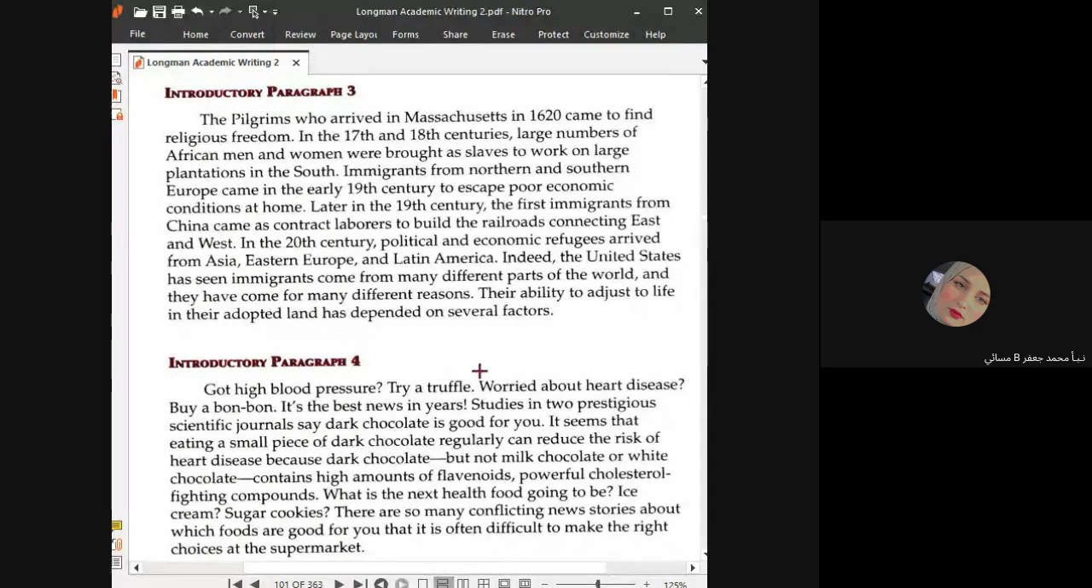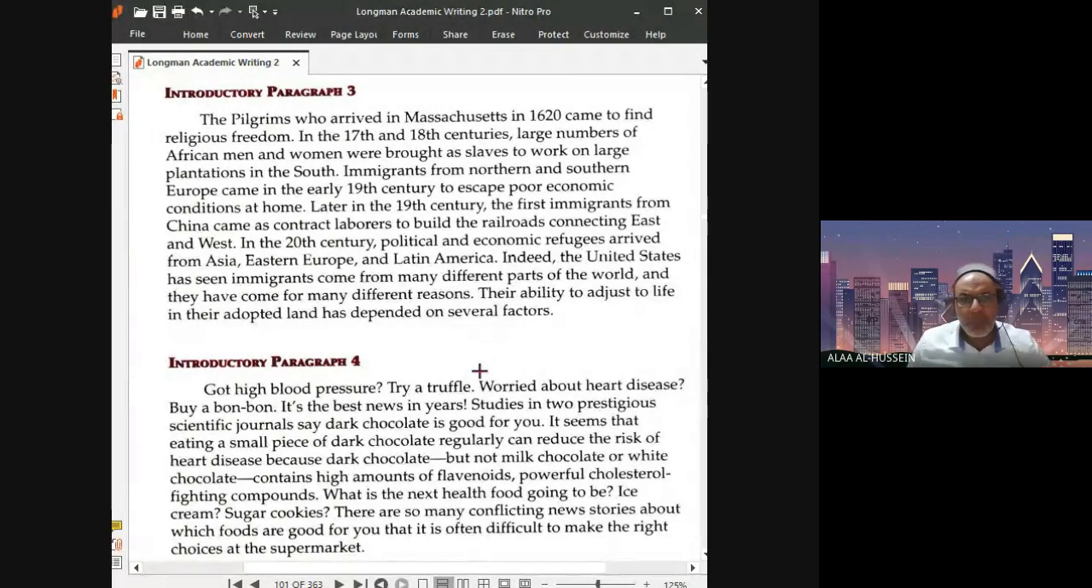The pilgrims who arrived in Massachusetts in 1620 came to find religious freedom in the 17th and 18th centuries. Large numbers of African men and women were brought as slaves to work on large plantations in the south. Immigrants from northern Europe. Thank you very much, Nabaa.